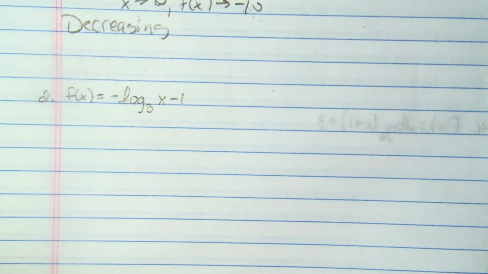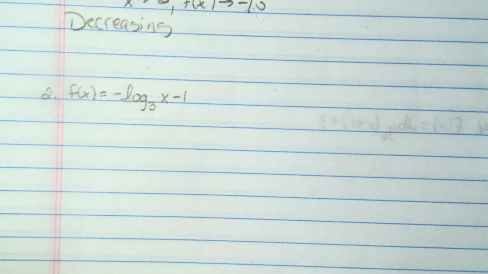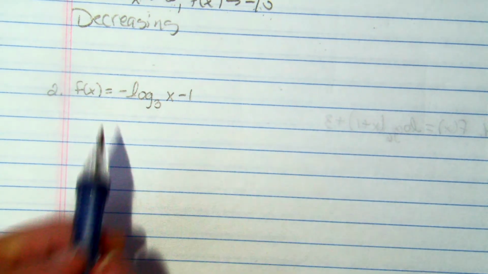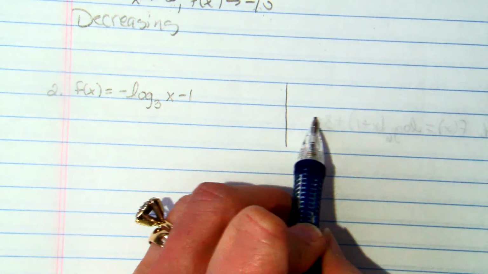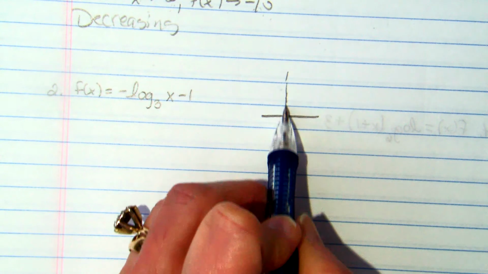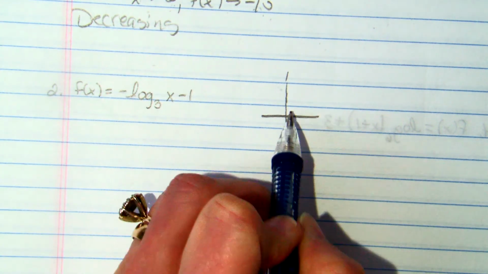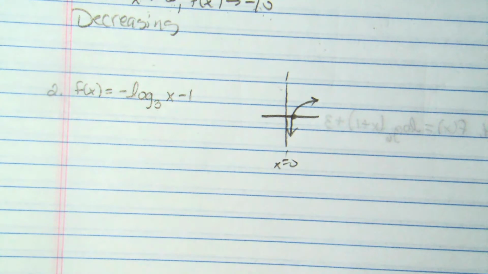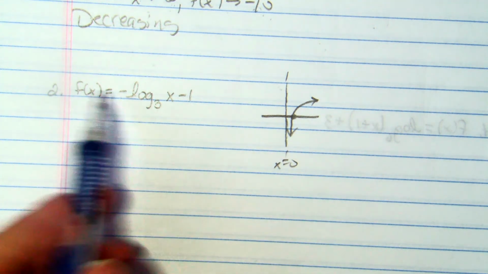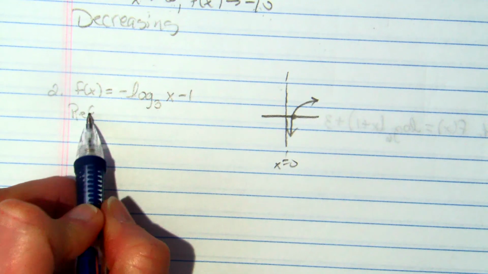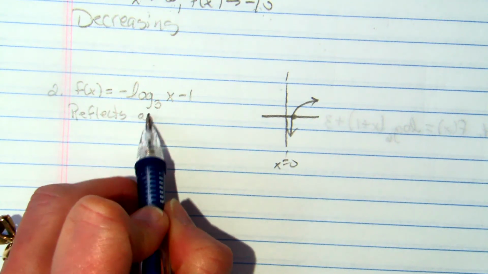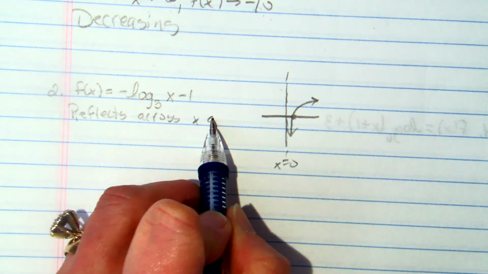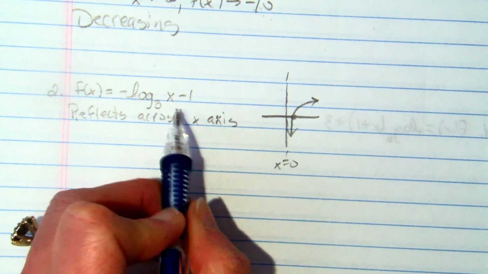Number 2, you have f of x equals negative log base 3 of x minus 1. So I have my original logarithmic function. I know my asymptote is at x equals 0. My x-intercept is at 1, 0. Here's what the original logarithmic function looks like. It's the inverse of the exponential. This negative sign is outside the function. It reflects me vertically, so it reflects across the x-axis and shifts down 1.